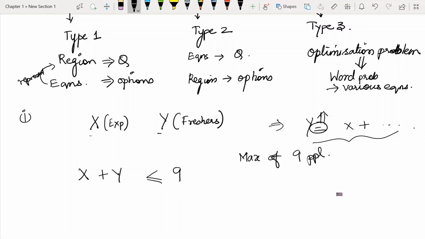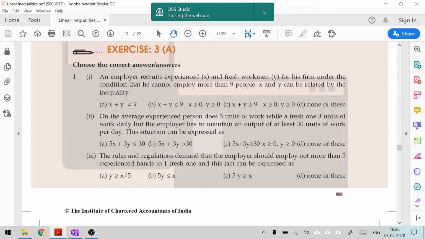See, in this question you had to find the equation. There is a word problem and you have to find the equation. So this kind of comes under type 3. Type 3 is going to be not only optimization problem, that will be the highest difficulty level. These are all the lower difficulty levels where you will have simple word problems and you have to identify the equation. So here, do you have that equation? Not equal to 9 is fine, but specifically it is less than or equal to 9.